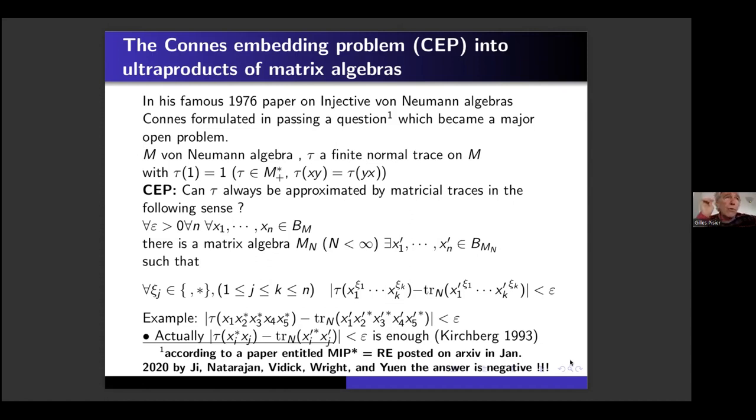And so there is a small remark in Connes' paper where he said, well, maybe this is so for any von Neumann algebra. Actually, I don't have a counterexample. And that's what started the story.